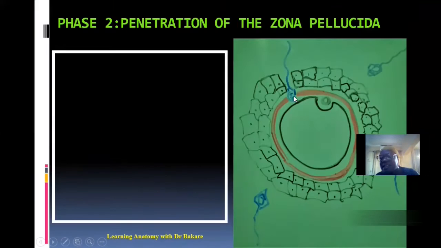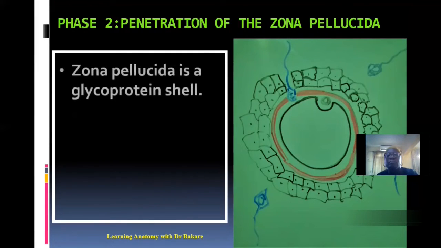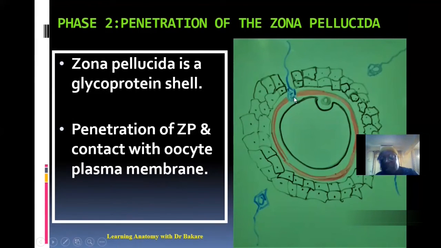So the first phase is to pass through the corona radiata cells. The second phase is to pass through the zona pellucida. And at this stage, we said that fertilization has occurred, but there's still more to this. At this time, the sperm cell will be able to fuse with the plasma membrane of the oocyte.